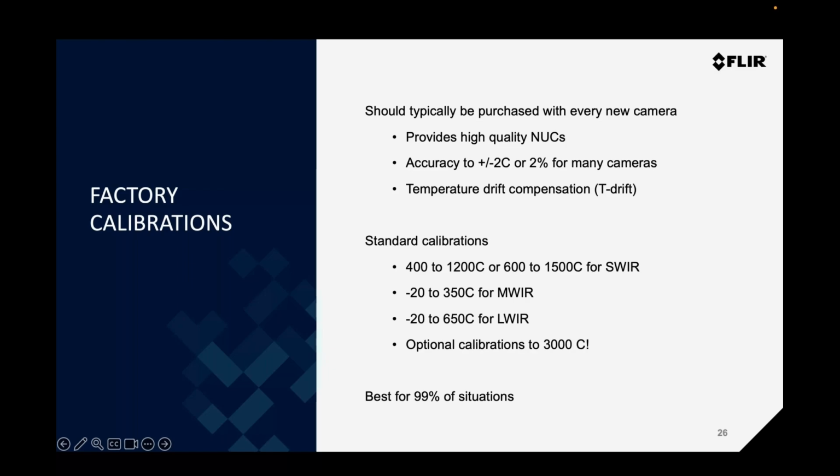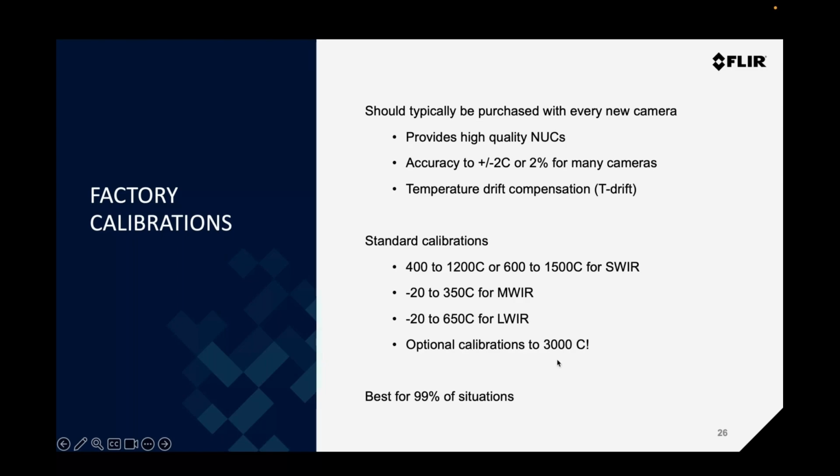They provide high quality measurements when you do a factory calibration, accuracy to plus or minus 2C or 2% for many cameras, and temperature drift compensation, which we'll talk about in a minute. You'll see listed some standard calibrations below. In summary, negative 20C up to close to 3000C, depending on the option selected.